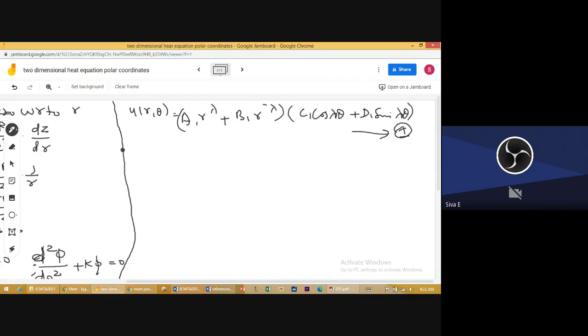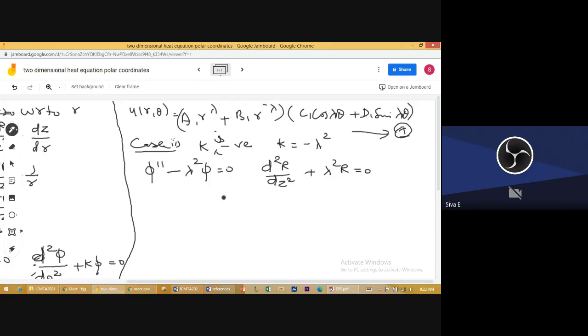Case 2. What is case 2? In case k is negative. K is negative, that means k equal to minus lambda square. Then what you get? Phi double dash minus lambda square phi equal to 0. And then d square r by dz square plus lambda square r equal to 0.